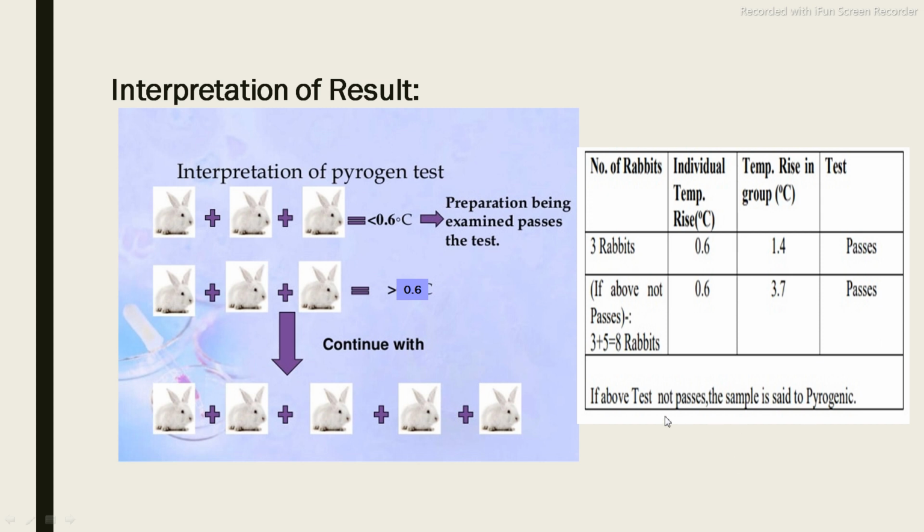And if the above test does not pass, then the sample is said to be pyrogenic. Means if the reading is more than 1.4 or 3.7, then the sample is said to be pyrogenic, means it contains the pyrogen, that is toxic endotoxins.